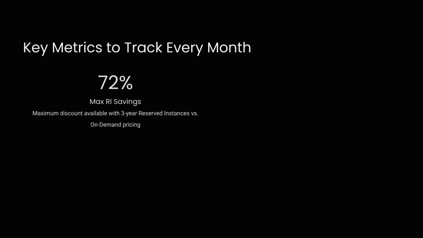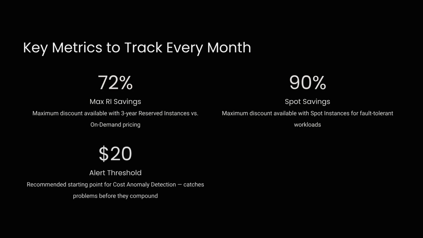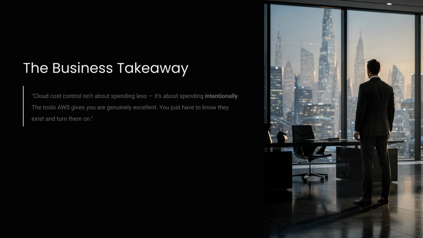Key metrics to track every month include the maximum RI savings of 72% and potential Spot savings of 90%. We recommend a starting alert threshold of $20 for Cost Anomaly Detection, which takes only about 5 minutes to set up. The business takeaway is that cloud cost control is about spending intentionally. All the optimization features covered are free to use.